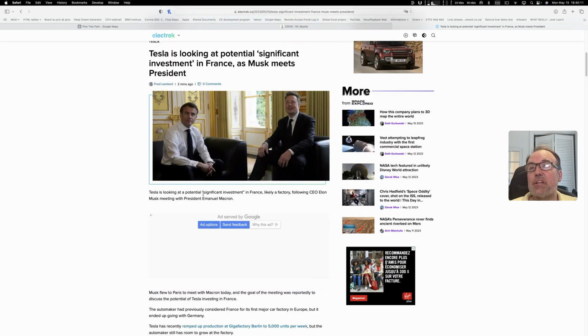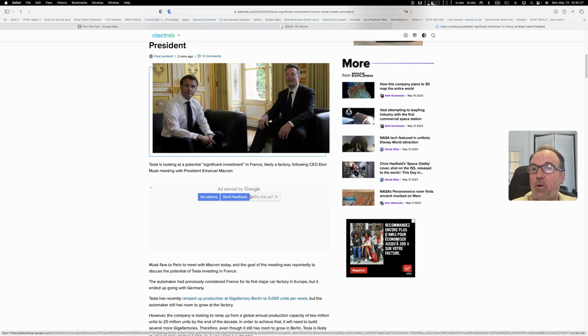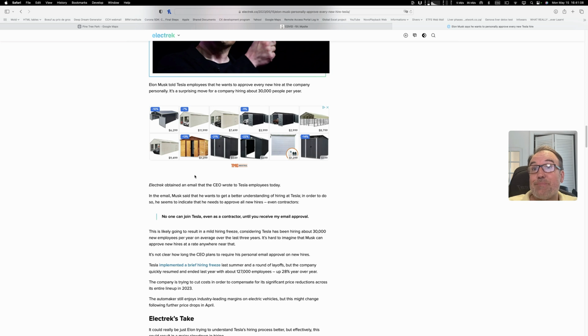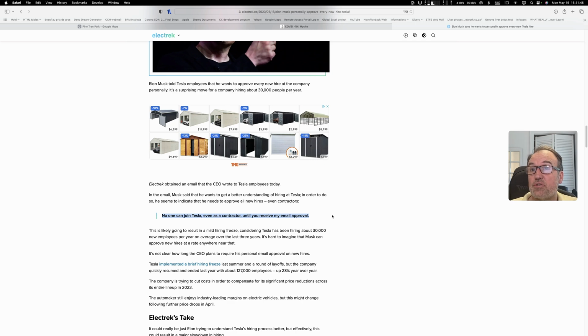Also, Tesla is looking at a potential significant investment in France, likely a factory, following CEO Elon Musk meeting with President Emmanuel Macron. So why not? This is good. Elon Musk says he wants to personally approve every new Tesla hire. I think he wants to manage the hiring to keep it under control and only hire exceptional individuals. So this is the actual email. No one can join Tesla even as a contractor until you receive my email approval. So it's an email approval. It's not a personal interview with everybody. He wants to keep costs under control, I am assuming.